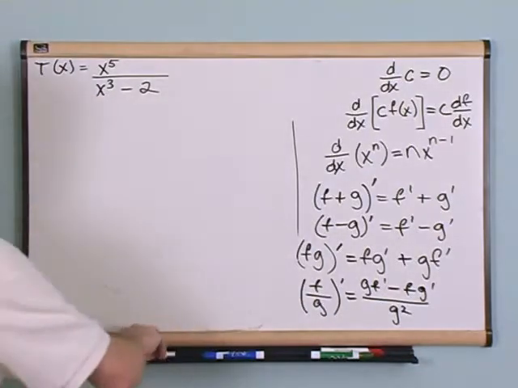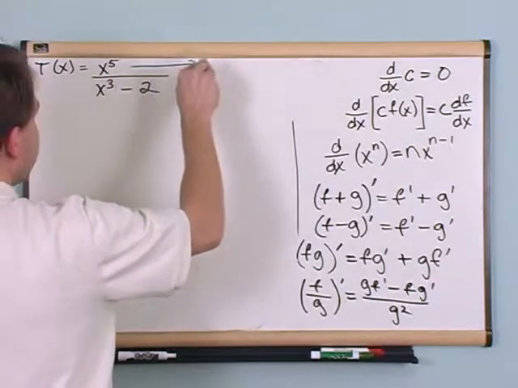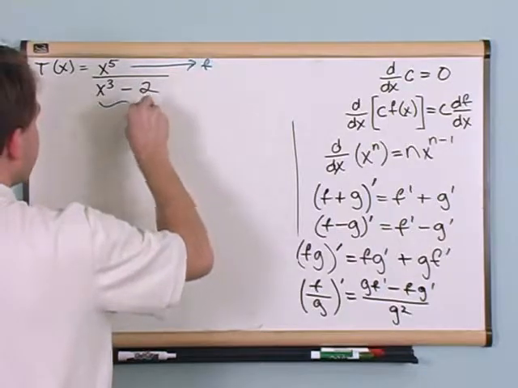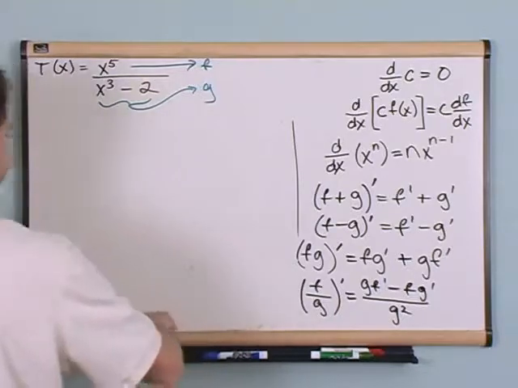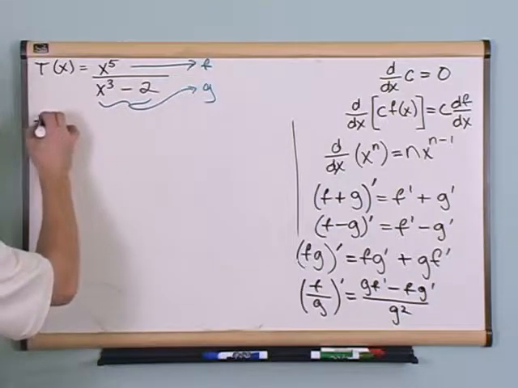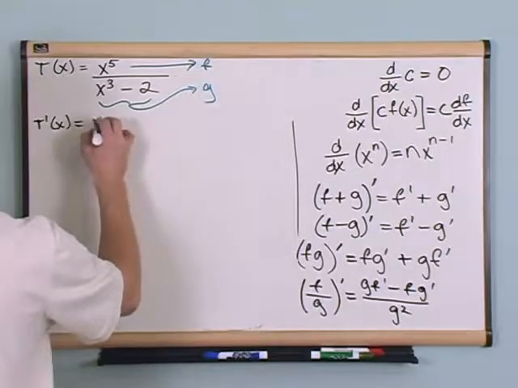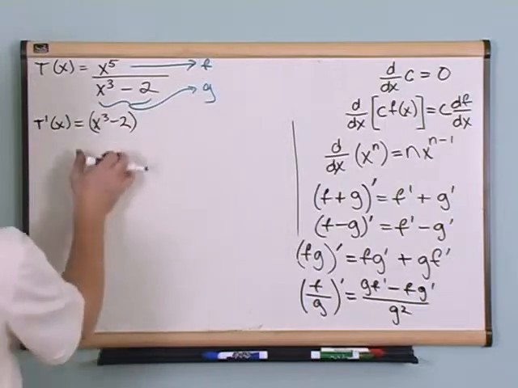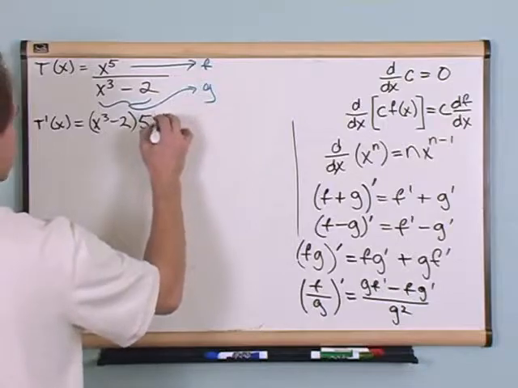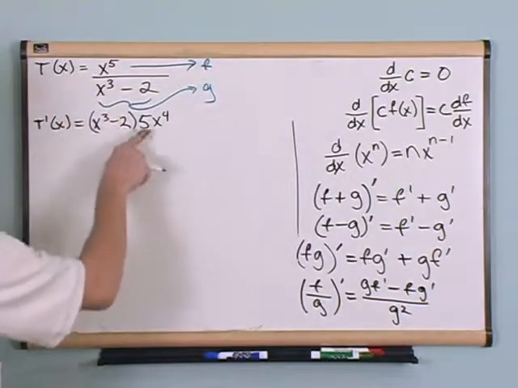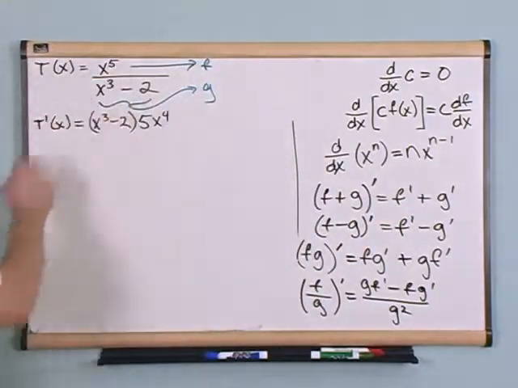And so what we're going to need to recall is that this top function here is f, and this bottom function here is g. So as we go through it, we have to remember that. So t prime of x equals the bottom, which is x to the 3rd minus 2, times the derivative of the top, which is 5x to the 4th. 5 comes down, x to the 5 minus 1 power gives me a 4. I use the power rule right there to take the derivative of the top.